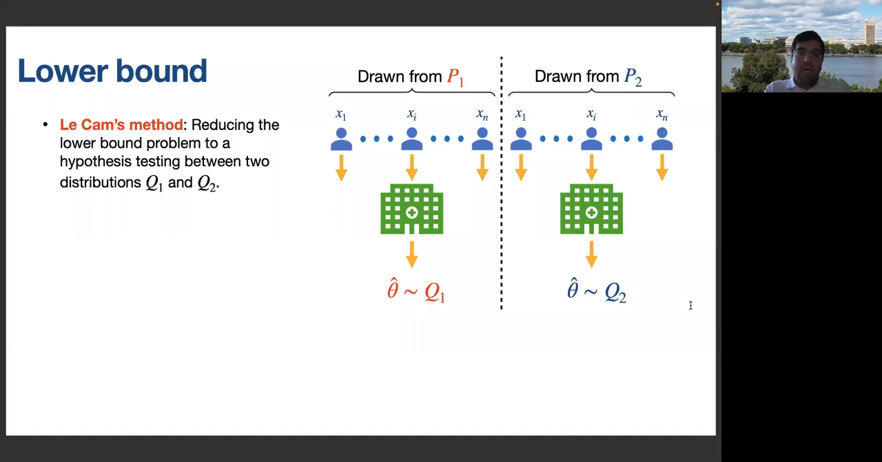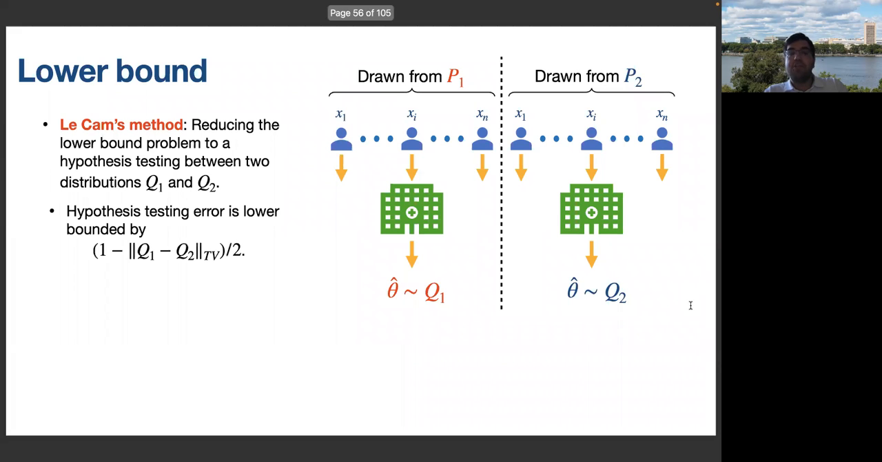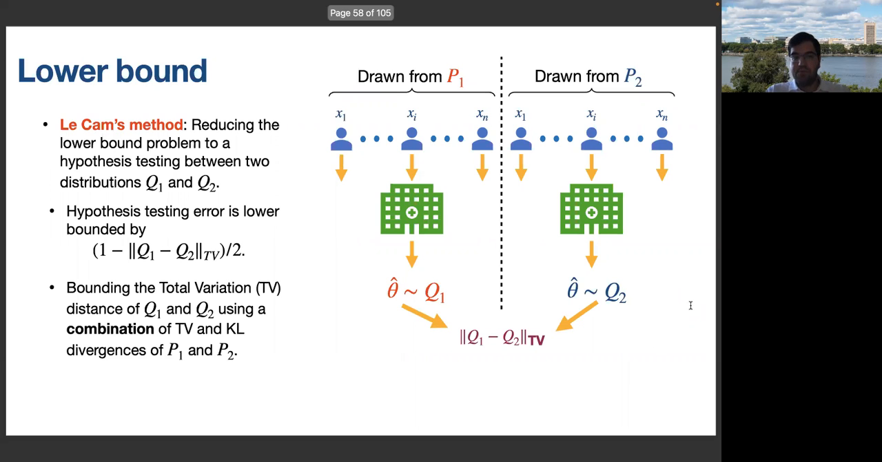Let me formalize this. Le Cam's method shows that we could reduce the lower bound problem to a hypothesis testing problem between distributions Q1 and Q2, and the error of such a hypothesis testing problem is lower bounded by a term that depends on the total variation distance between Q1 and Q2. And so the key question would be bounding the total variation distance between Q1 and Q2.